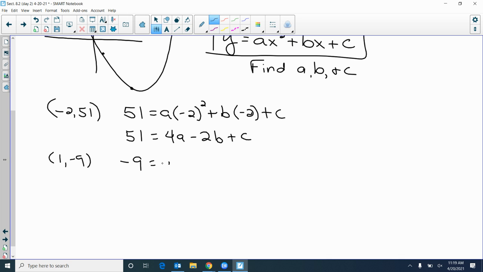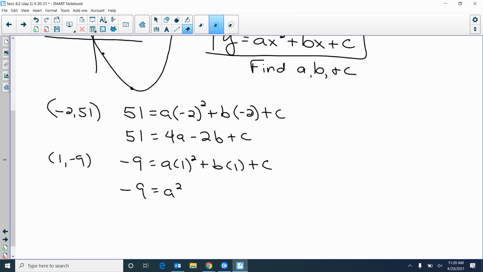So it is a times 1 squared plus b times 1 plus c, and I get negative 9 equals a squared. No, not a squared. Just a. A plus b plus c. It just becomes 1 squared is 1. 1 times b is b. So that's my second equation. Negative 9 equals a plus b plus c.